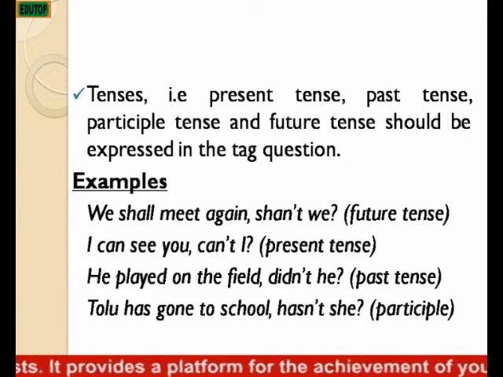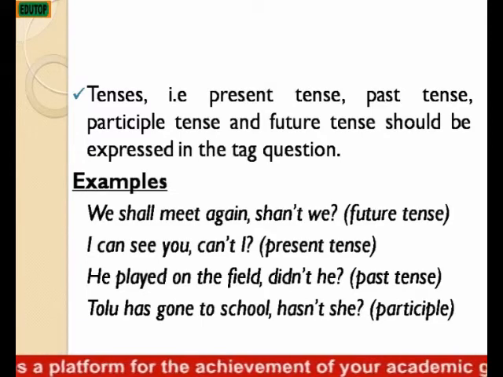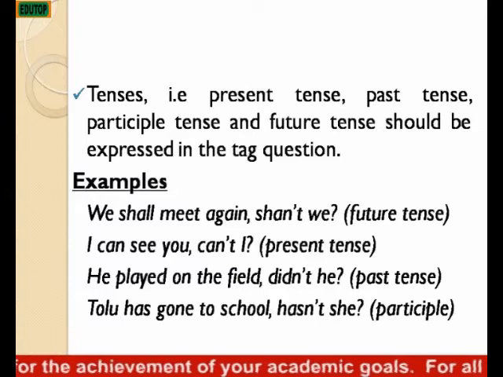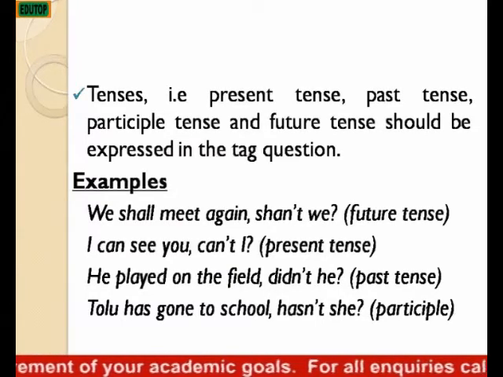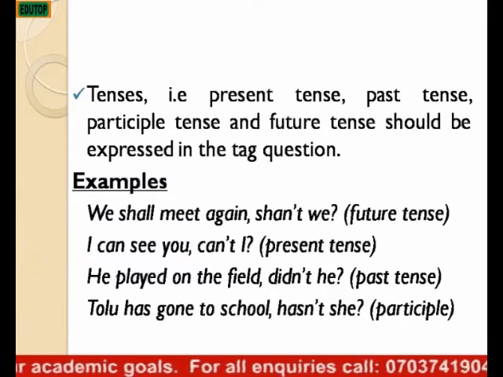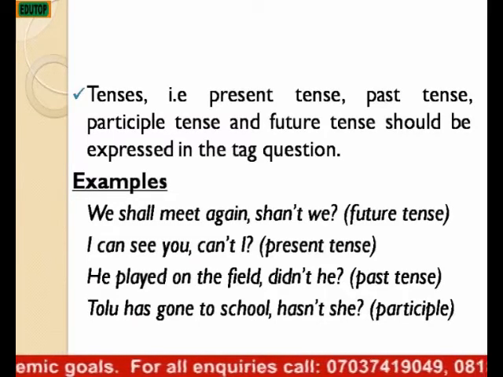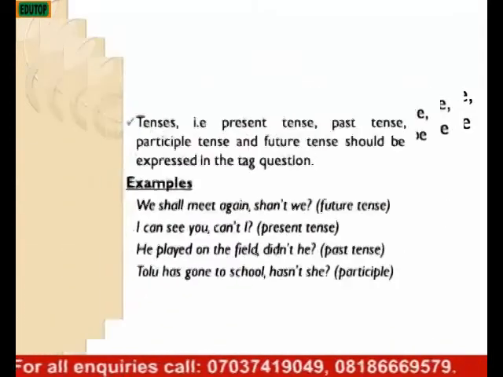I can see you. Can't I? I can see you is in the present, and the question tag too is in the present form. He played on the field. Didn't he? Played there expresses past tense, so we have didn't as the tag question. Tolu has gone to school. Hasn't she? We have that in participle.